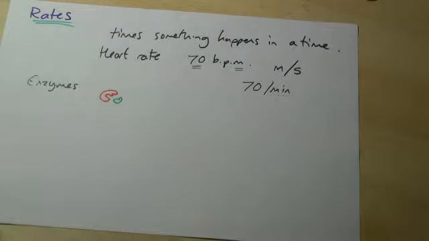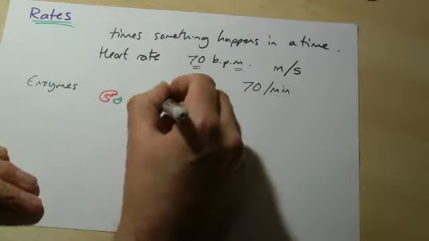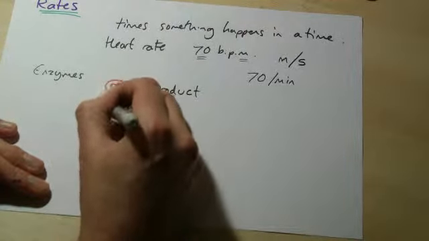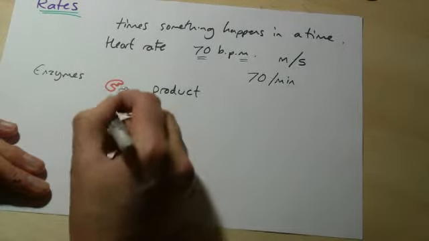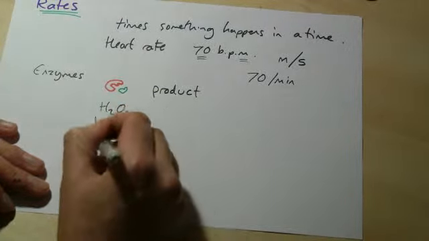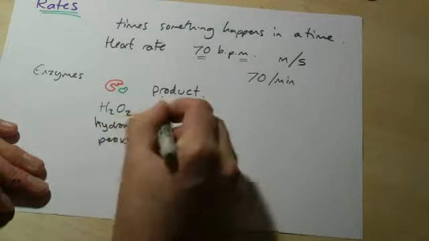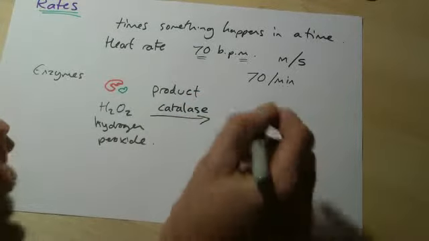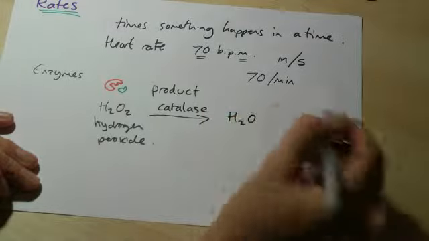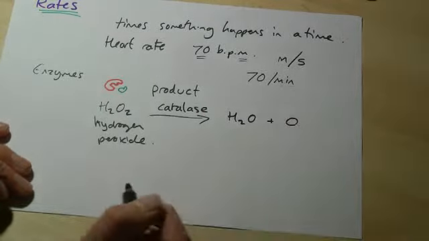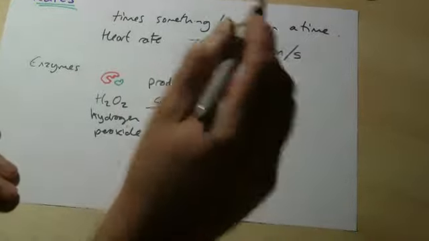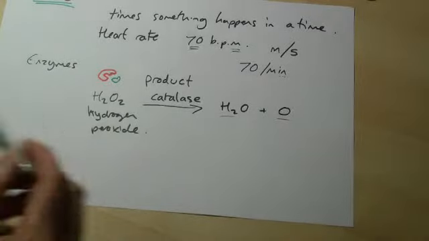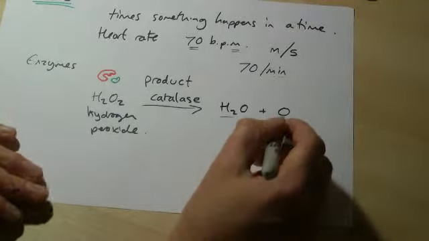So often what we do with enzymes is we measure the product. So if I give this is hydrogen peroxide, H2O2, which is broken down by the enzyme catalase. Remember, with enzymes we write the name on top of the arrow because it's not used up in the reaction, and it's broken down into water and oxygen. Now the products in this reaction are water and oxygen. What we usually do in this reaction is we measure how much oxygen is made, and we can count that.